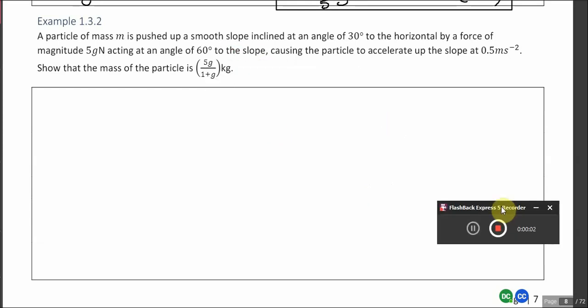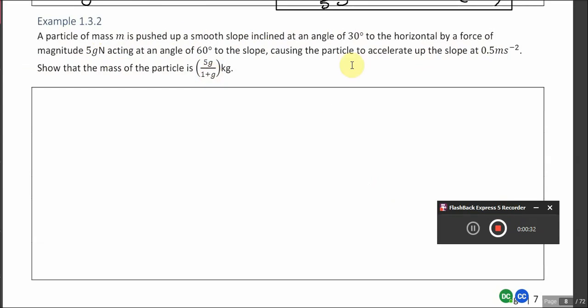Example 1.3.2, another inclined planes example. A particle of mass m is pushed up a smooth slope inclined at an angle of 30 degrees to the horizontal by a force of magnitude 5g newtons acting at an angle of 60 degrees to the slope, causing the particle to accelerate up the slope at half a meter per second. Show that the mass of the particle is this expression here.